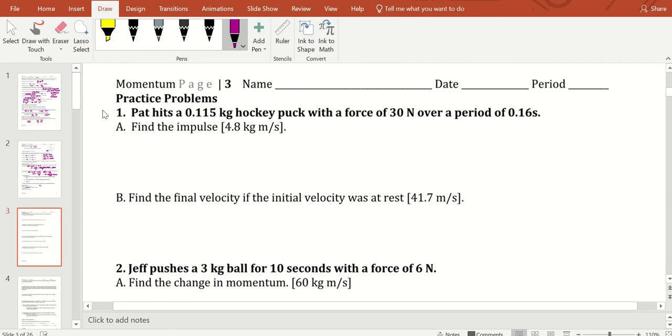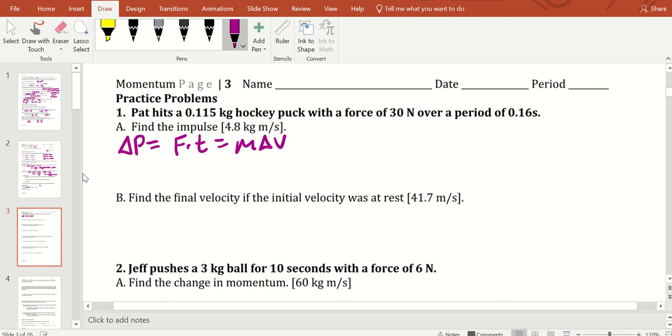After that, we'll take a look at some more practice problems on calculating impulse. So remember, impulse, which is the change in momentum, is equal to force times time, or mass times change in velocity.